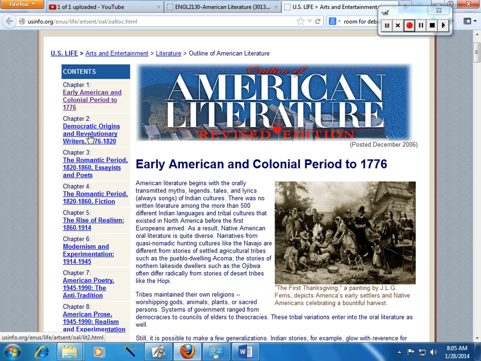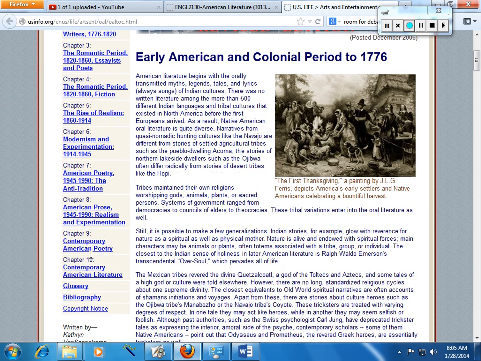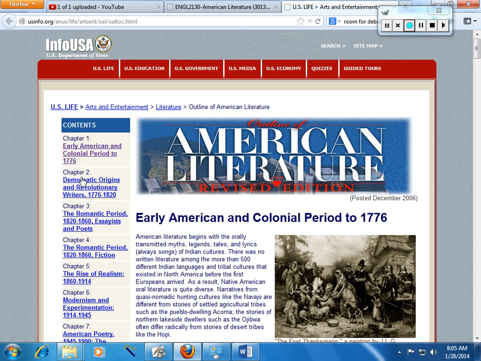For the most part, though, if you look at the chapter headings on the left-hand side here, Revolutionary Period is here, Romantic Period is Chapter 3. Actually, Romantic Period is Chapter 3 and 4. They break it up into 2 separate chapters. Then you have Realism as a chapter, Modernism, and finally Contemporary. This one here where it says 1945 to 1990, that would be considered postmodernism. So these pretty much correlate with the time periods that we're going to be studying.